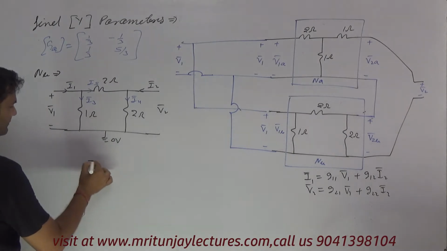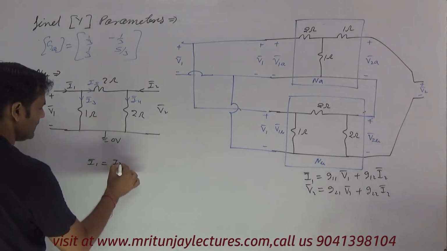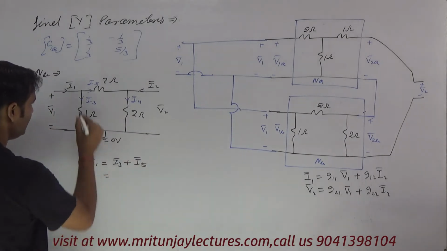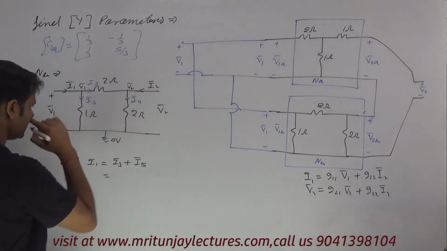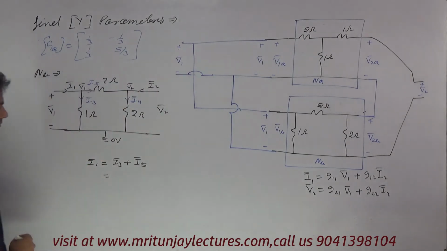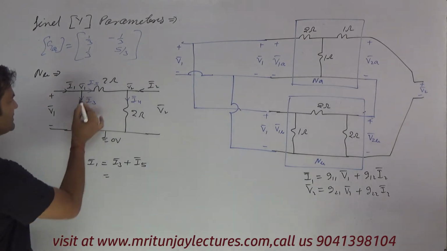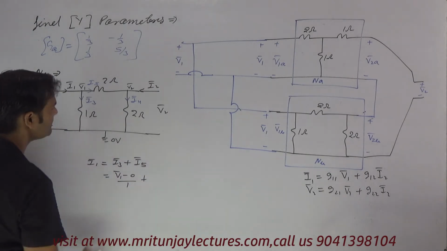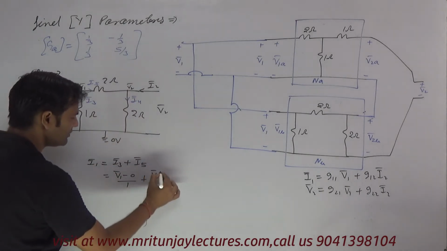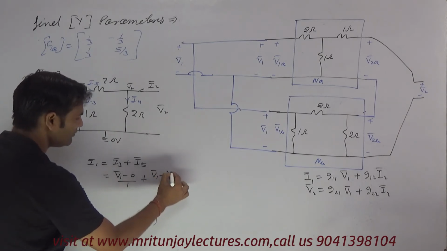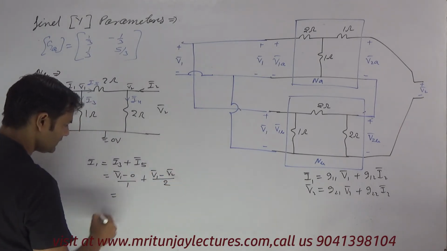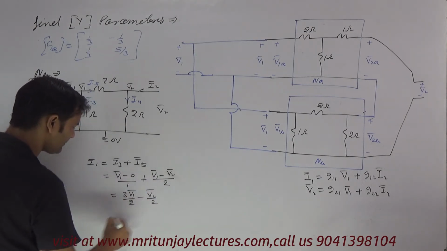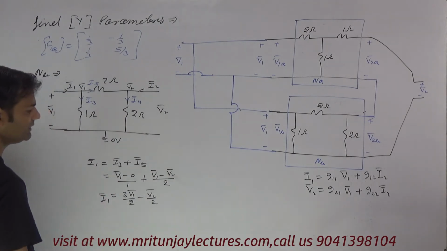I1 is written simply as I3 plus I5. I3 is from V1 voltage, with V2 voltage here, and this one is the V0 reference voltage. Applying nodal analysis: V1 minus 0 divided by 1, plus V1 minus V2 divided by 2, gives 3V1 divided by 2 minus V2 by 2, that is I1. Clear?